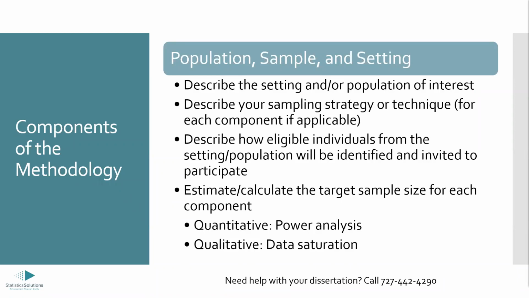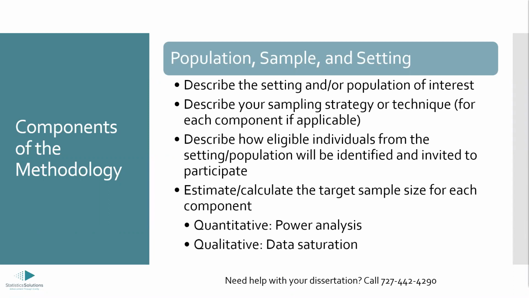So related to the role of the researcher is the population, sample, and setting, but this applies both to the quantitative and the qualitative aspects of the study. So you'll want to describe the setting or the population of interest. The population refers more to the quantitative aspect if you intend to generalize results to a broader population. But otherwise, you can describe the general group of people or the setting that you are examining in your study.